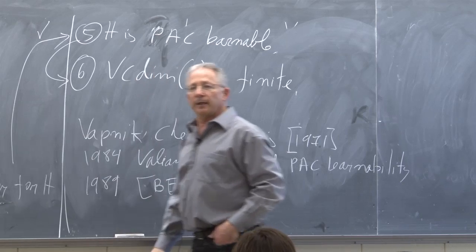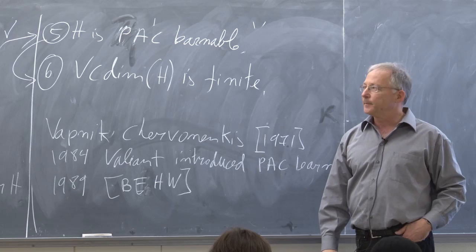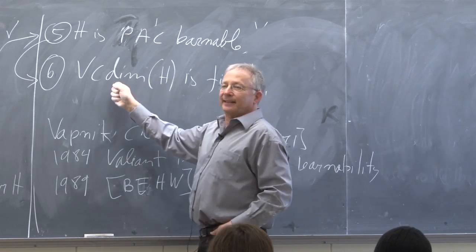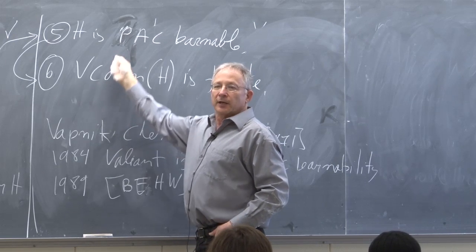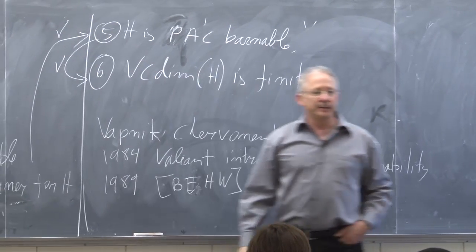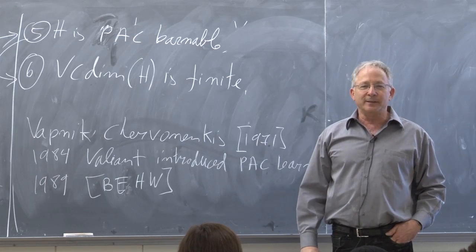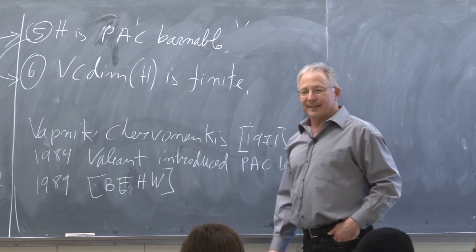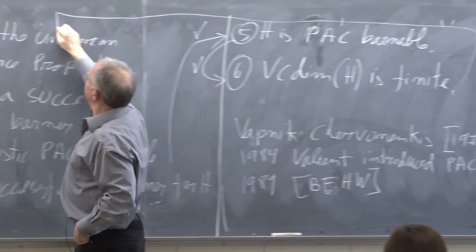If it's PAC learnable, why should it have finite VC dimension? We just proved that if it didn't have a finite VC dimension, it would have an infinite VC dimension, so it would not be learnable. So this is what we just proved. So we are almost done. Why did we need 2 Russian mathematicians to prove it? What is still missing? 6 implies 1. For 6 implies 1, we'll have to work hard, and we will not do it today.